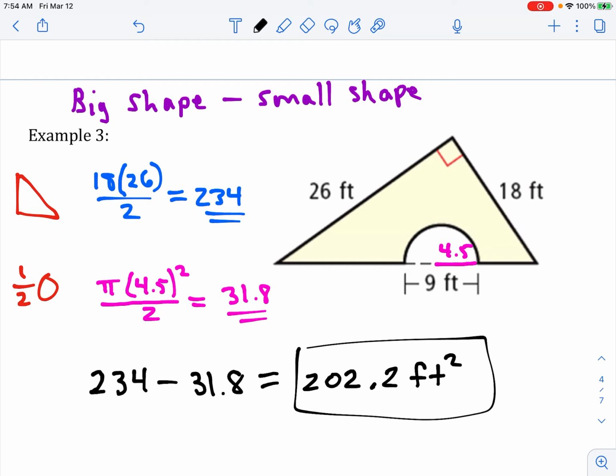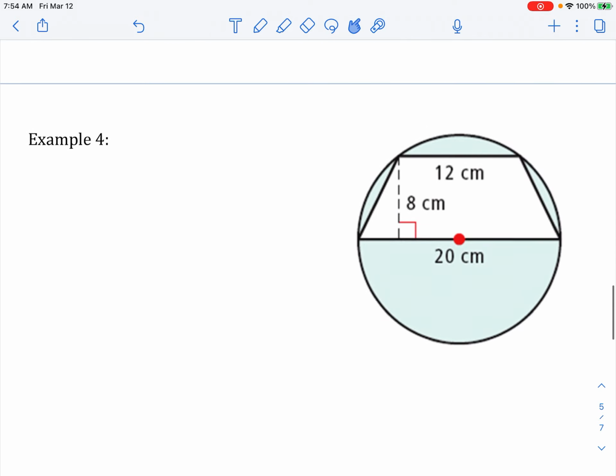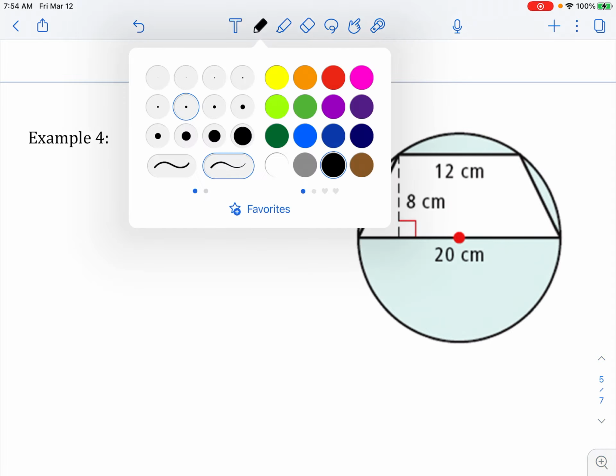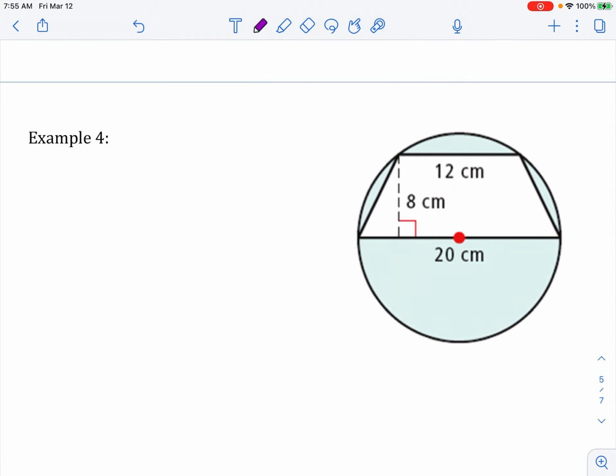All right, so shaded figure and non-shaded part, we take big figure minus little figure. All right, let's do a couple more examples. Here I have big figure, part of it shaded and part of it not, so I'm going to do big figure minus little figure. The big figure is a circle. The second figure is a trapezoid.